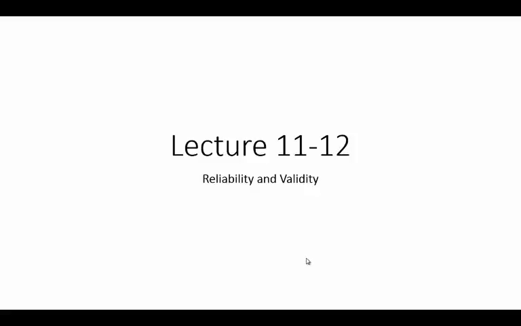Remember we have talked about variables and how to measure variables. Today we're going to talk about two very important topics, reliability and validity of these measures, because measures can have errors, and we'll talk about the source of errors of measures today and how to avoid them.